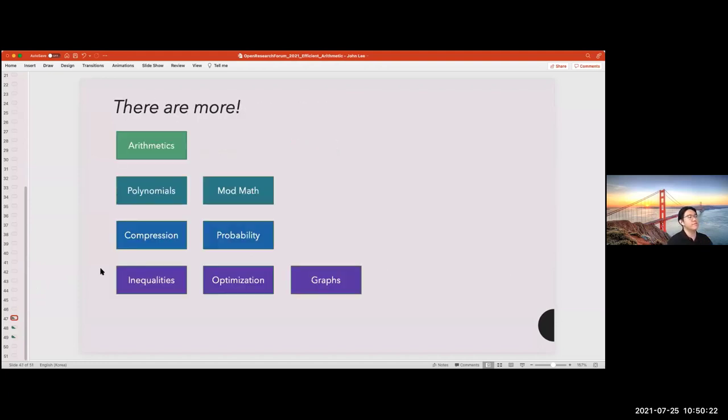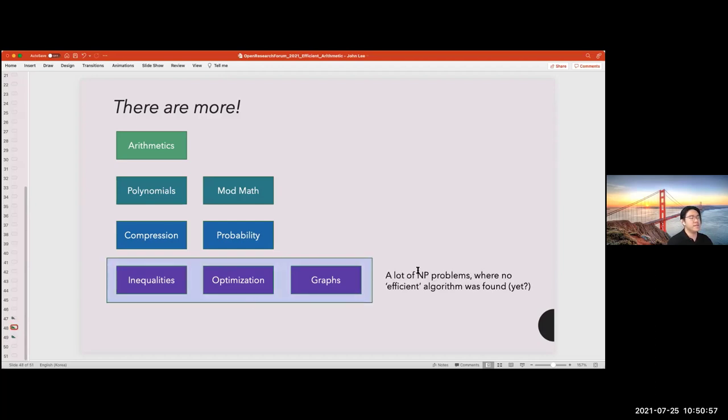So I only talked about arithmetic, and arithmetic is within the area of algebra. But there are more things to math than just arithmetic and algebra. Some of the topics that came to my mind were polynomials, modular mathematics. There are compression algorithms, some probability. There are inequalities, like series of inequality equations. And there's also optimization, and graph theory, and a lot more that I didn't list here.